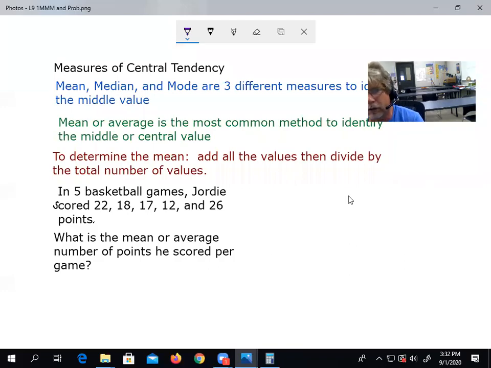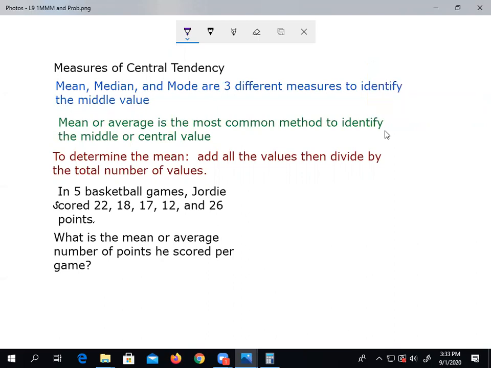So let's look at a lesson on what we refer to as measures of central tendency. Mean, median, and mode are the three different measures to identify what we refer to as the middle value. We're going to talk about the mean first. Mean or average is the most common method to identify the middle or central value.